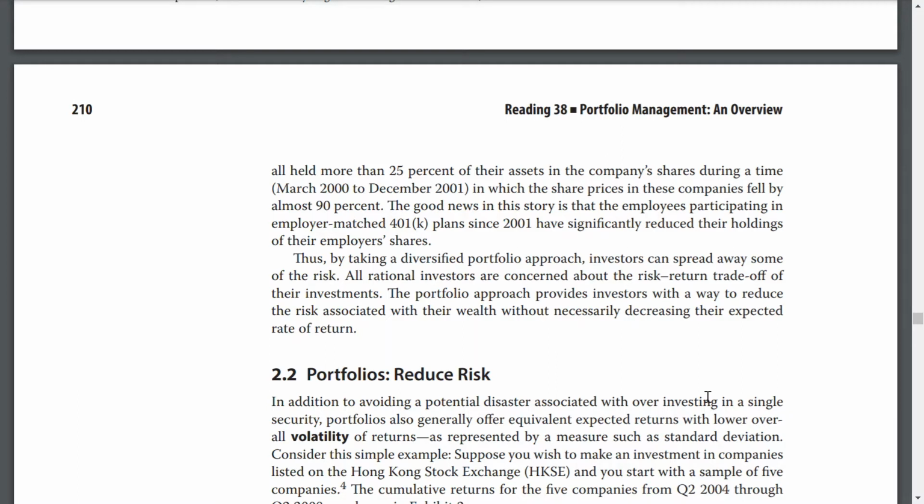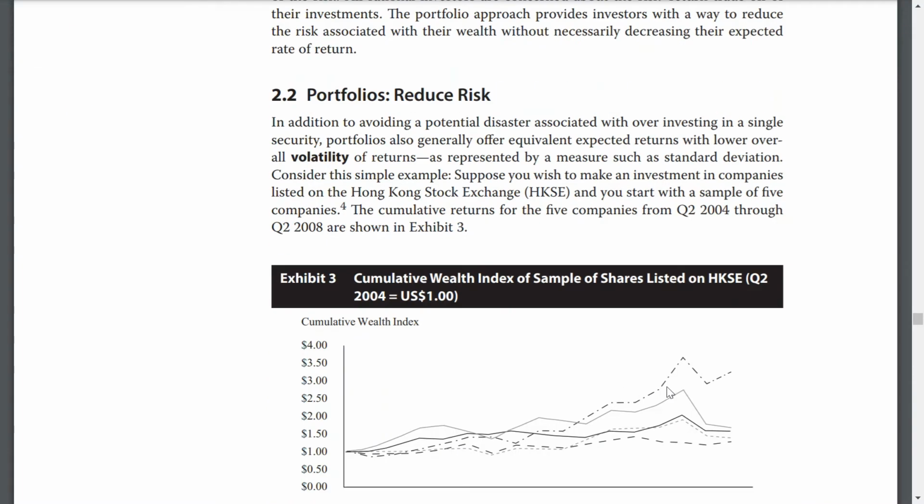All rational investors are concerned about the risk-return trade-off of their investments. The portfolio approach provides investors with a way to reduce the risk associated with their wealth without necessarily decreasing their expected rate of return. Portfolios reduce risk in addition to avoiding a potential disaster associated with overinvesting in a single security. Portfolios also generally offer equivalent expected returns with lower overall volatility of returns, as represented by a measure such as standard deviation. Consider this a simple sample.